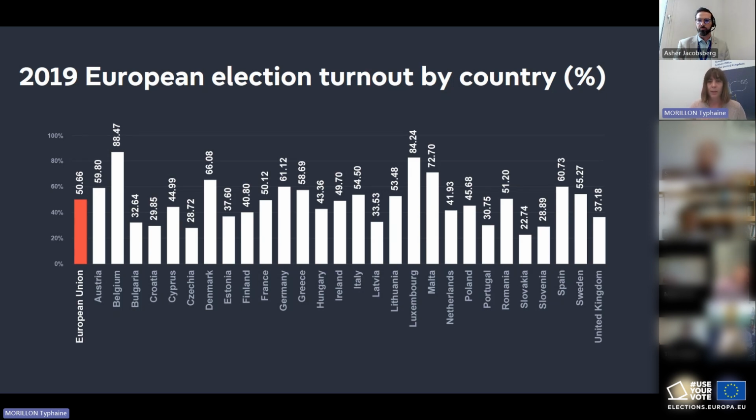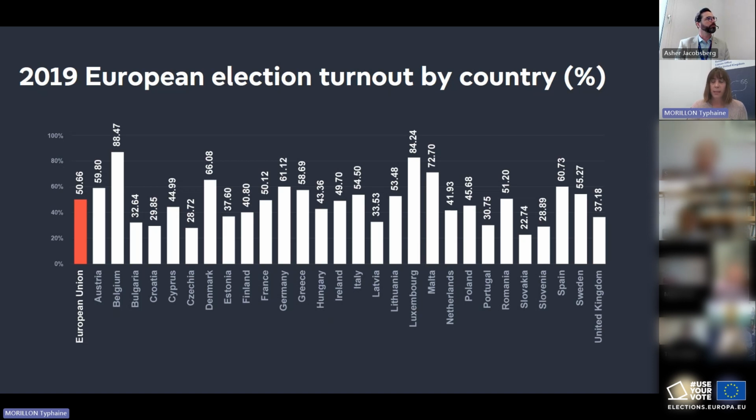And you can see something that we'll go back to, which is a big geographical divide in terms of relation with elections in general. It probably looks low. It is low in some cases. Like you can see Slovakia at 22.7% participation. This came up from 13% in 2014.